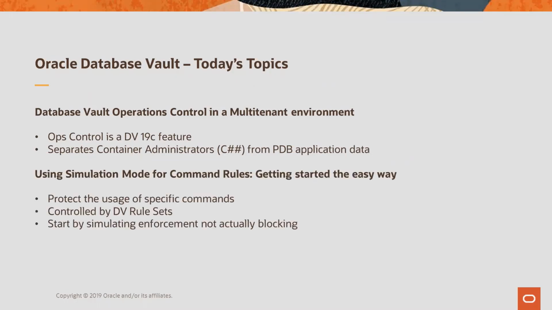Now we're going to use simulation mode for command rules, and I call it getting started the easy way, because we want to protect the usage of commands. We're going to control it with a DB Vault rule set, but we don't want to start blocking yet. We want to start only in simulation mode so we don't affect the application.